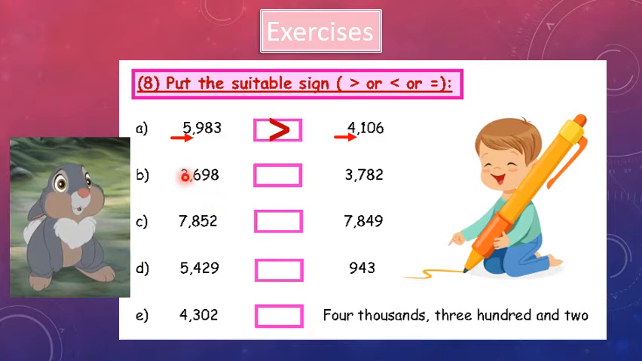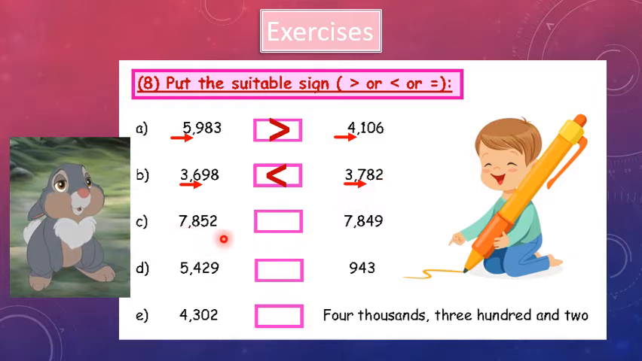1, 2, 3, 4. 1, 2, 3, 4. We have the same number of digits on both sides. Now let's go from left to right. 3 and 3 in the thousands place. Let's check another place value. Next one, it will be hundreds. We have 6 in hundreds here and 7 in hundreds here. Which is bigger, 6 or 7? Yes, it will be 7. Then 3,698 is less than 3,782.